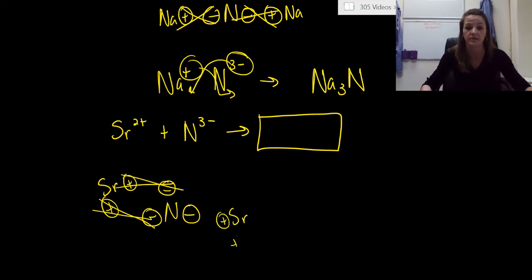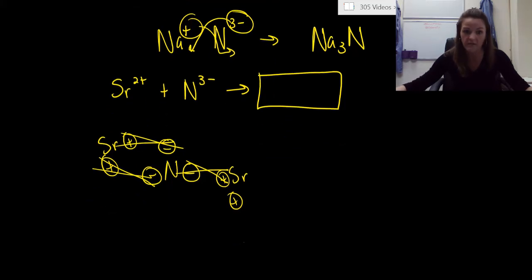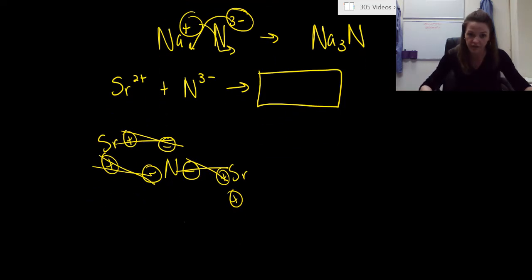So here's a positive, here's a positive. So my minus and my positive cross each other out, but now I have a leftover positive. So my strontium isn't canceled out. So I need another nitrogen. So I do another nitrogen, which has 3 minuses. So 1, 2, and 3. So here now, my positive and negatives cancel each other out.